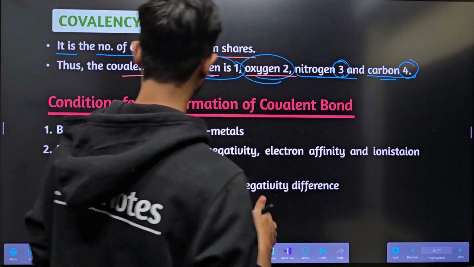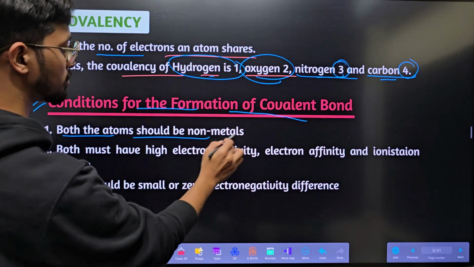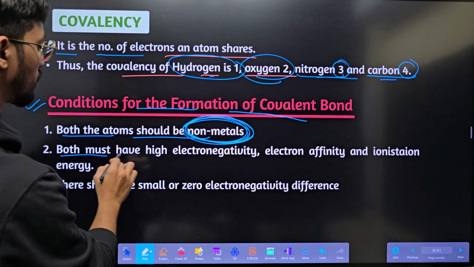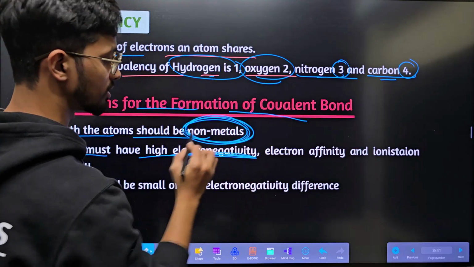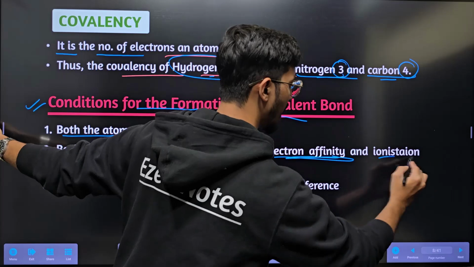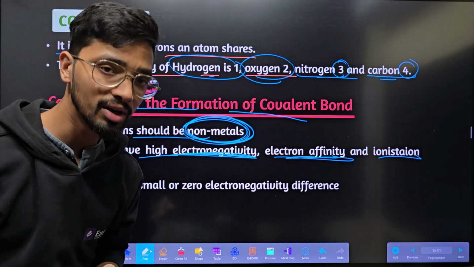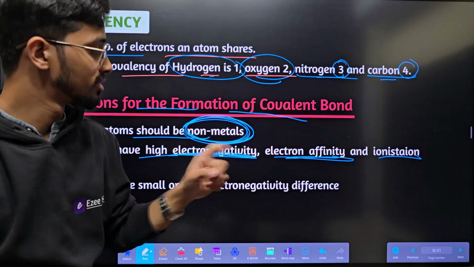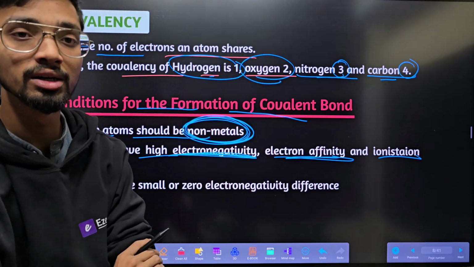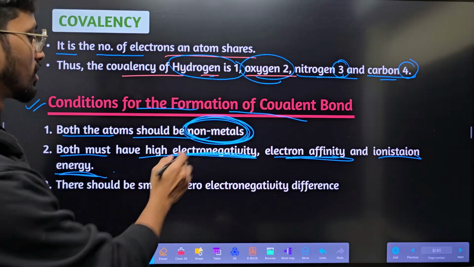Cations. Next, conditions for formation of a covalent bond. Both the atoms should be non-metal. First thing, remember, both the atoms should be non-metal. Both must have high electronegativity, electron affinity, and also ionization energy. All these 3 things should be high. Electronegativity, why? To pull the electron. Electron affinity, love towards the electron. Ionization energy, the maximum energy required for removing an electron from a non-metal, right?